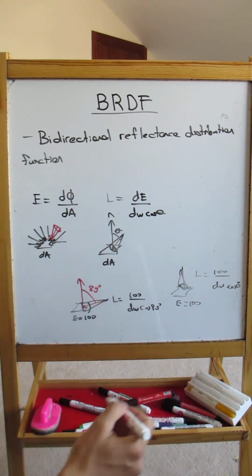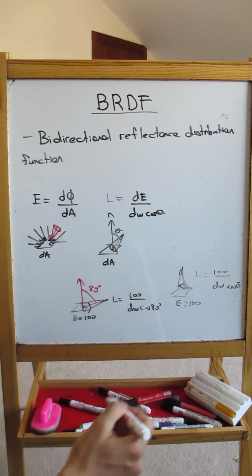So now the important thing to note here is that to compute the radiance from irradiance, we divide by this term. But to go in the opposite direction, if you want to compute the irradiance from radiance, you multiply the radiance with dW cos theta. Now, why am I writing this? Because now let's go back to our rendering equation.